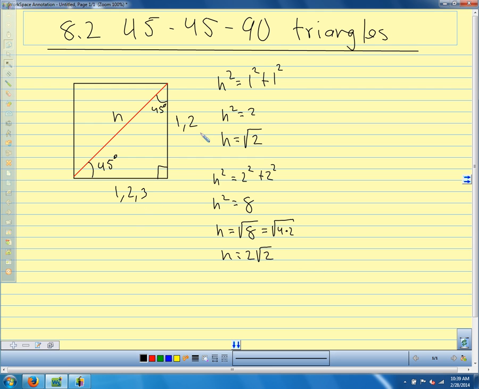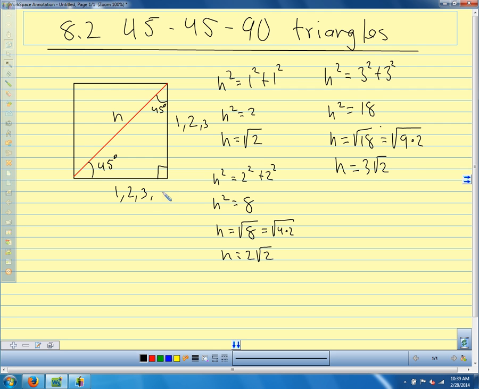Let's do side length 3. So H squared equals 3 squared plus 3 squared. So H squared equals, this is 9 and 9, we get 18. H equals the square root of 18. And we can simplify this, write it in simple radical form. Square root of 9 is 3. 3 square root 2. Do we see a pattern here? 1 square root 2, 2 square root 2, 3 square root 2.